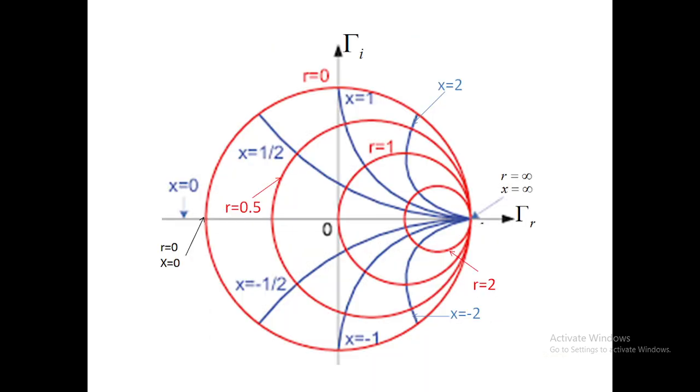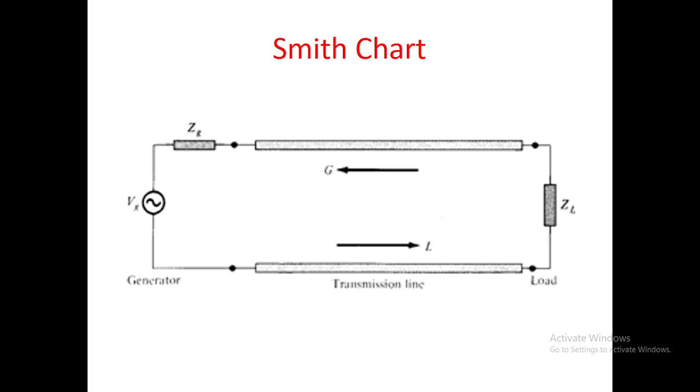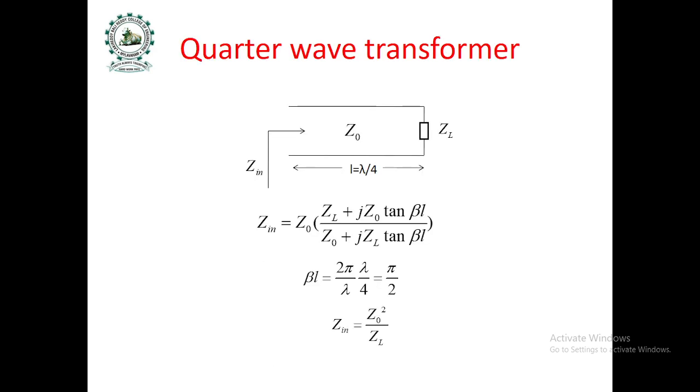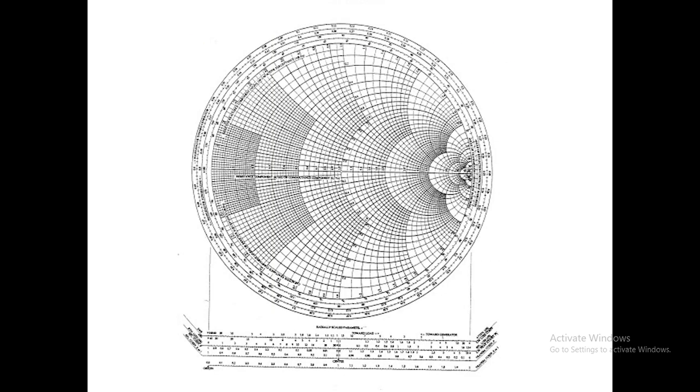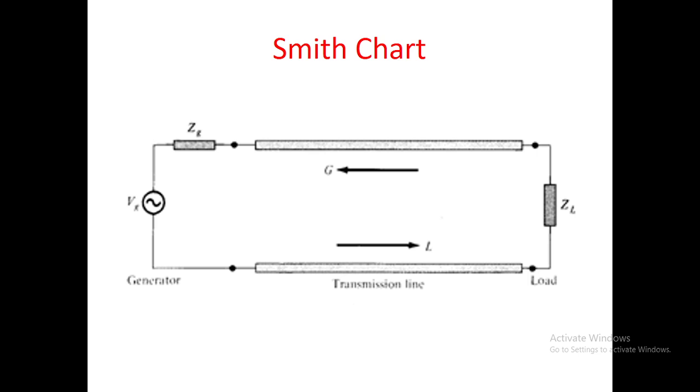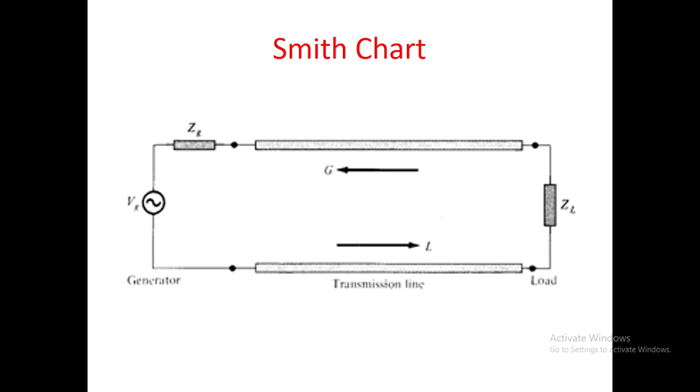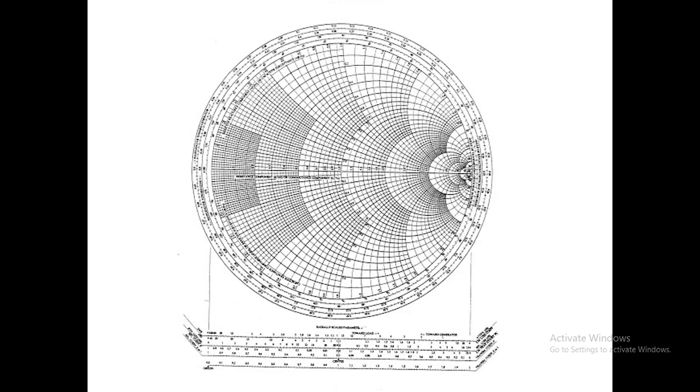So these are a combination of R circles and X circles. So the Smith chart is a combination of R circles and X circles. Here it is a real Smith chart. So the entire Smith chart, the total circumference, as we are moving around the Smith chart, is 0.5 lambda.